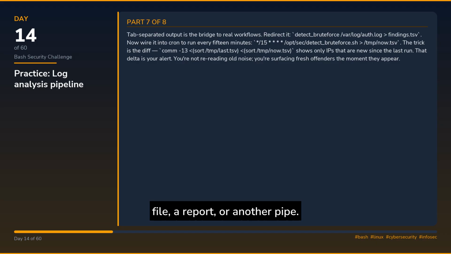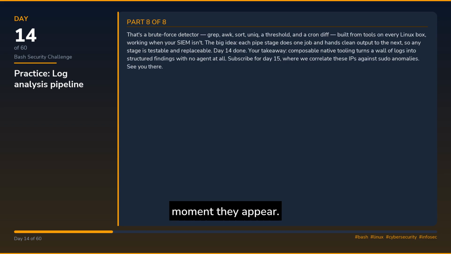_bruteforce.sh > /tmp/now.tsv. The trick is the diff: comm -13 <(sort /tmp/last.tsv) <(sort /tmp/now.tsv) shows only IPs that are new since the last run. That delta is your alert. You're not rereading old noise, you're surfacing fresh offenders the moment they appear.